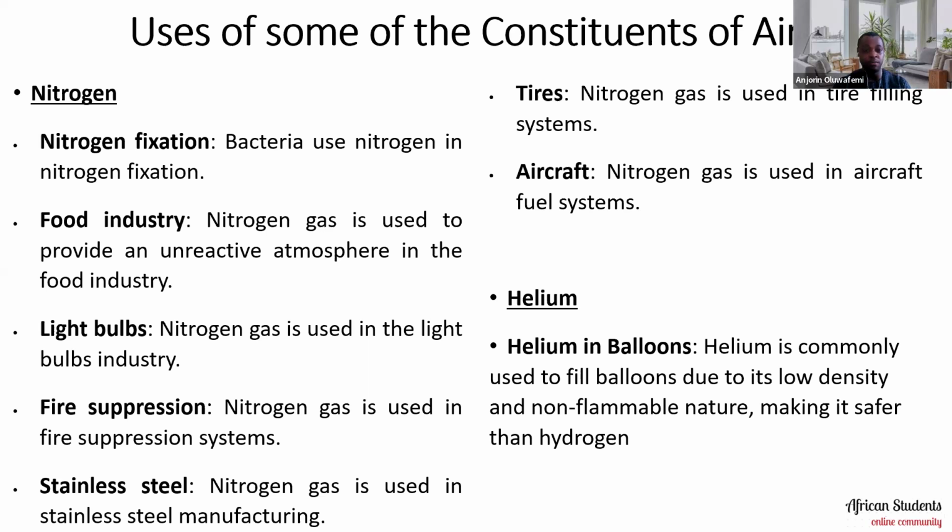and other agents that can bring about spoilage or damage the food produced in those industries. Nitrogen is also used for fire suppression. Nitrogen gas is used in fire suppression systems because nitrogen is much denser than air, so it can blanket the fire and suppress it accordingly. Nitrogen is also used in stainless steel manufacturing. It's one of the compositions you put together to make stainless steel. It is also used in aircraft fuel systems.